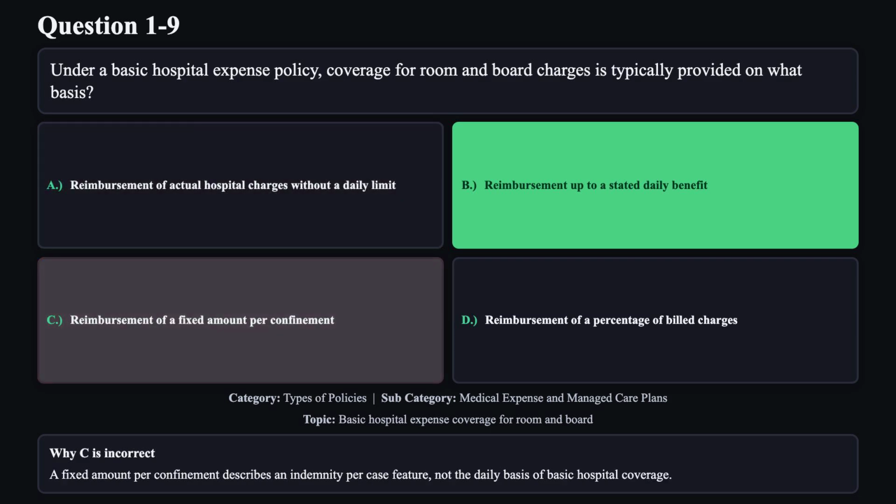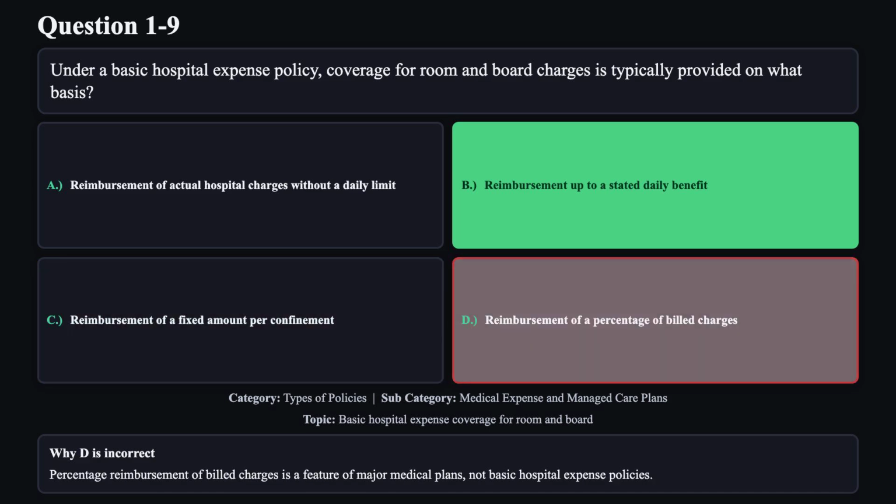Reason C is not correct. A fixed amount per confinement describes an indemnity per case feature, not the daily basis of basic hospital coverage. Reason D is not correct. Percentage reimbursement of billed charges is a feature of major medical plans, not basic hospital expense policies.